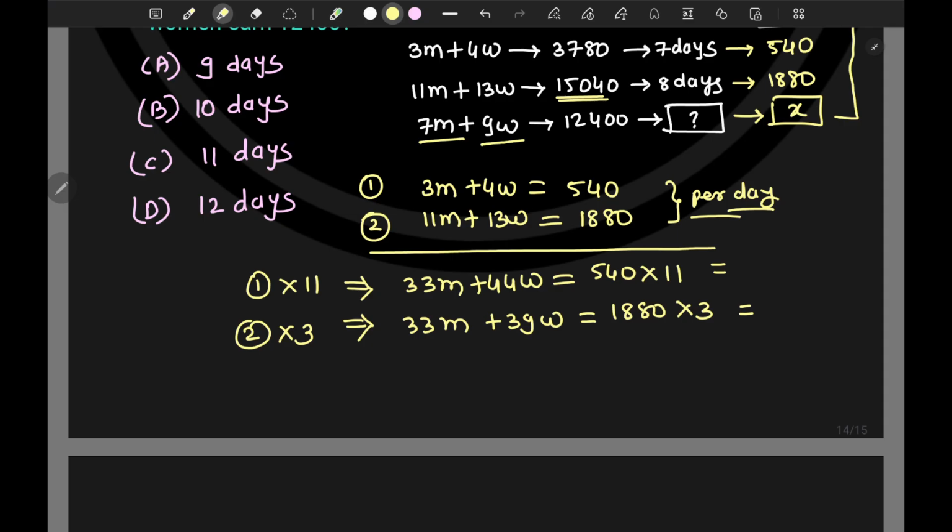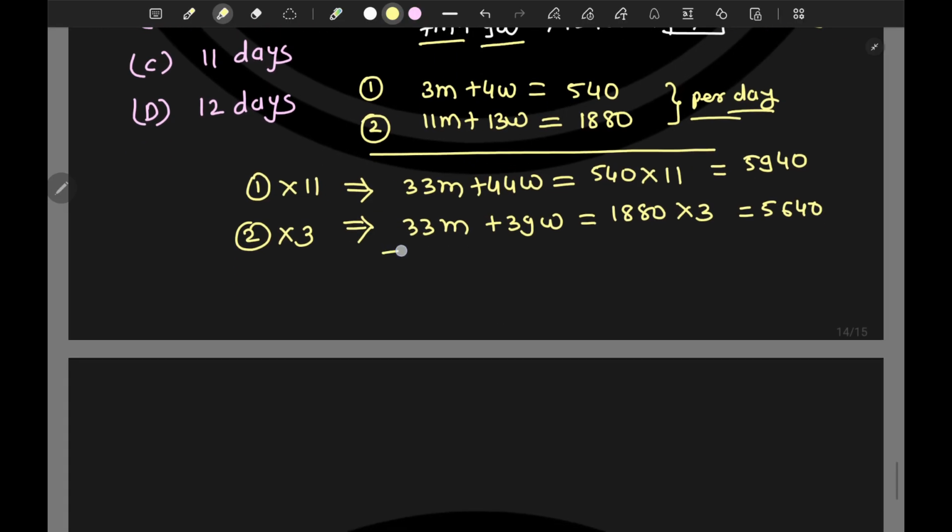Now tell me the calculation. What is 540 into 11? That will be equal to 5940. And what is 3 into 1880? That will be equal to 5640. Now I will subtract the first equation from the second.